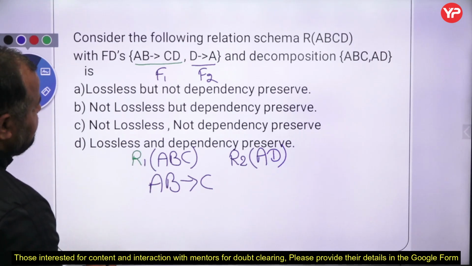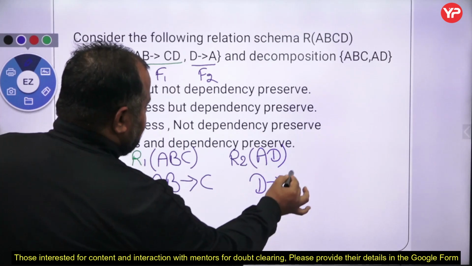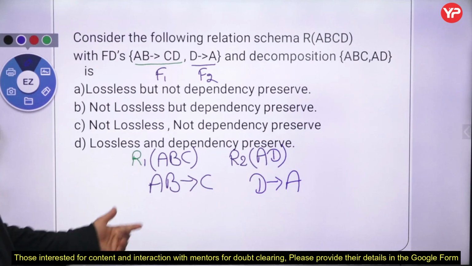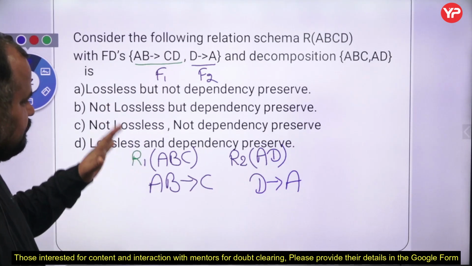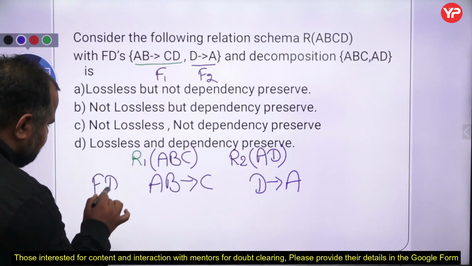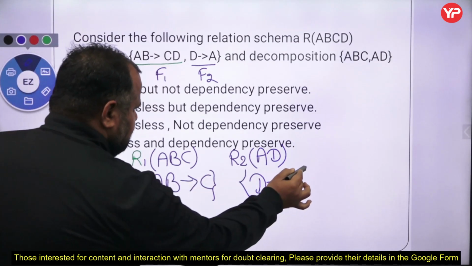Anything else we can get here? No. So here D determine A is the FD. Now, will AB determine D not be there? Fine. So these two are the FDs of the individual subrelations. One FD set is this one, for this one.